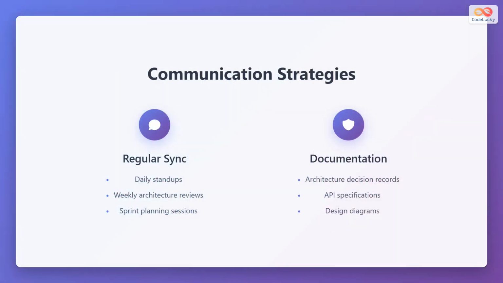Now, let's explore some effective communication strategies. One is regular synchronization, which includes daily stand-ups, weekly architecture reviews, and sprint planning sessions. Another strategy is documentation, which includes architecture decision records, application programming interface specifications, and design diagrams.